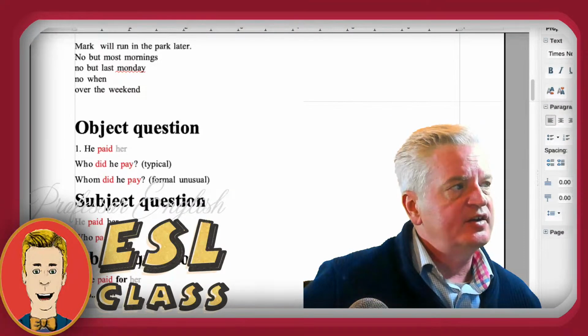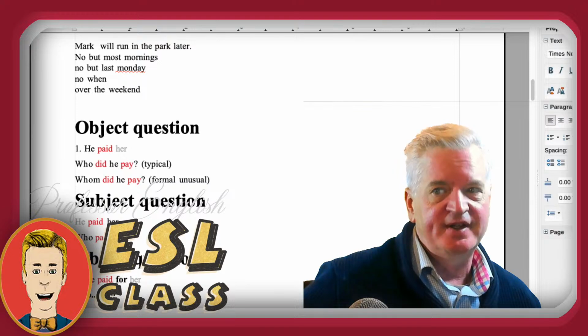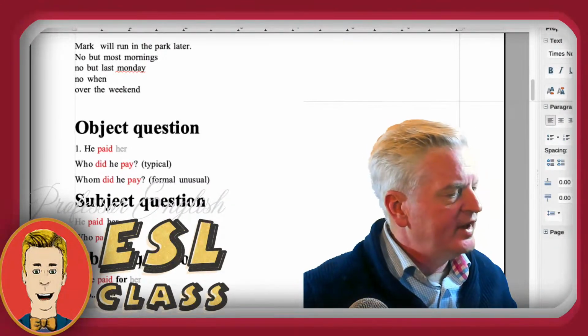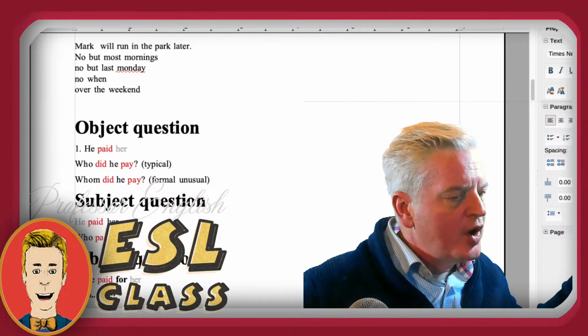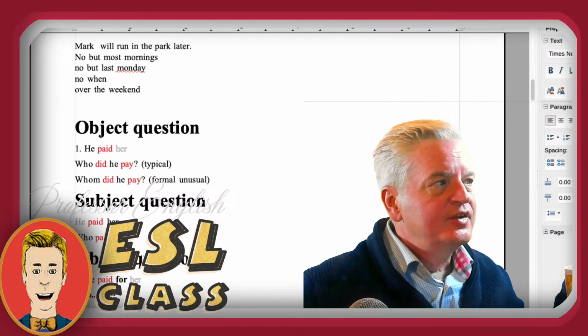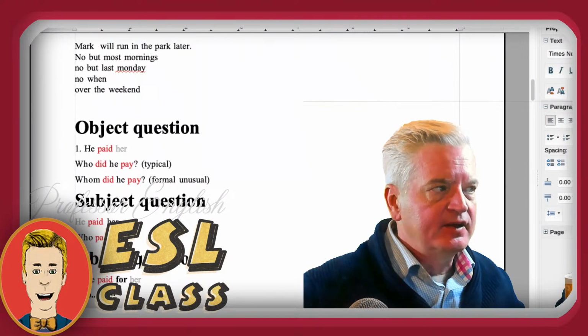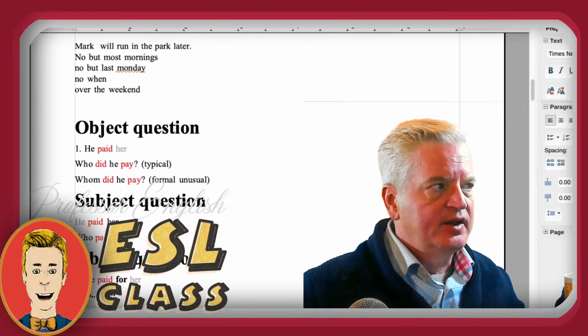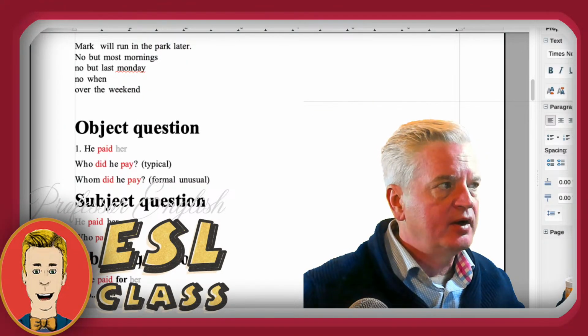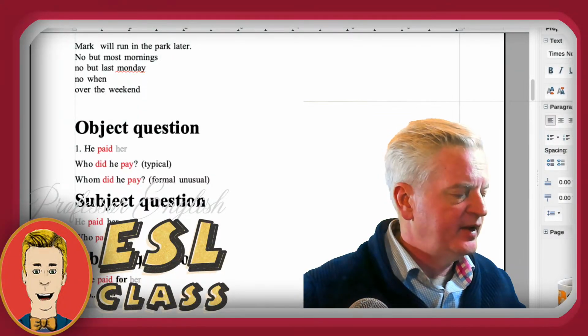Now let's add a "but." But last Monday, that's in the past. Run is an irregular verb. It's run, ran, and then run again. So let's use the past, ran, and let's say last Monday. But he ran. Buddy ran. But he ran in the park last Monday.